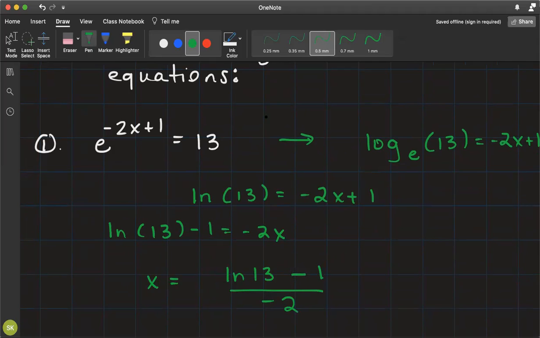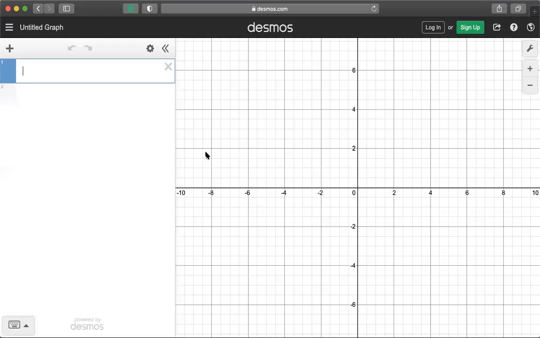So I'm going to put this in a calculator, and I'm going to show you what I get in just a second. Okay, so let's switch over to my graphing calculator. Also, give me just a second to jot this down. So we have ln of 13 minus 1 over negative 2. So that's what I'm going to put in the calculator. Okay, let's share the screen. So I'm going to type in the numerator, I have ln of 13 minus 1 divided by negative 2.